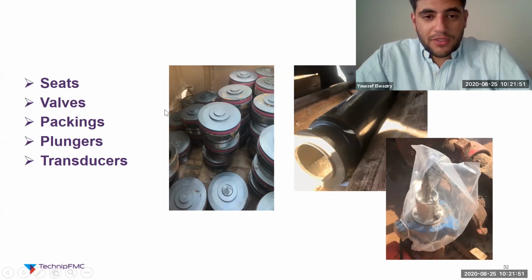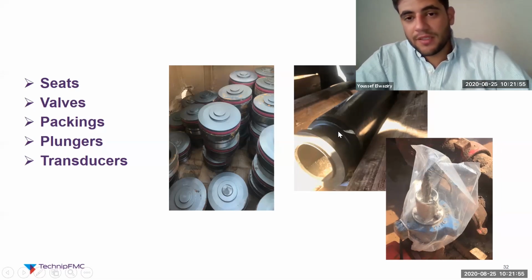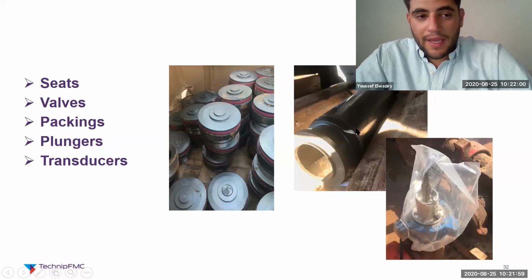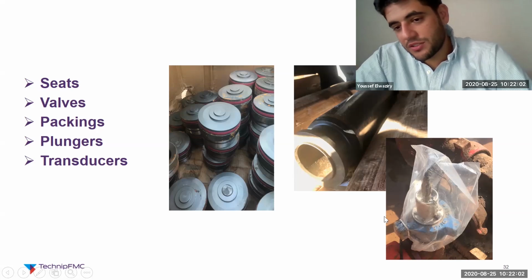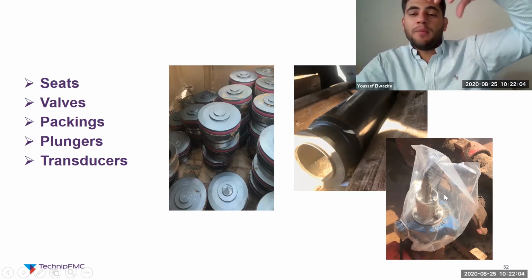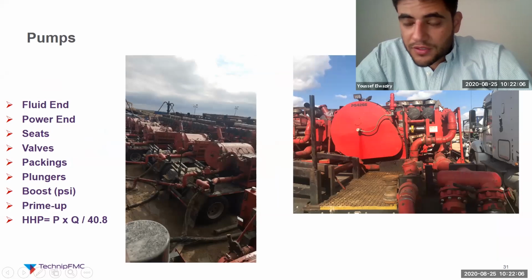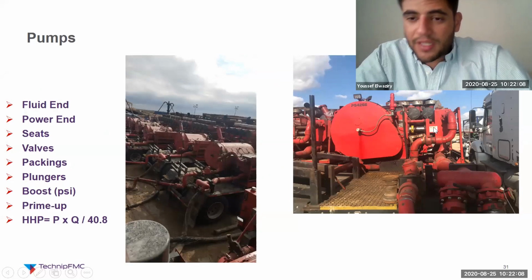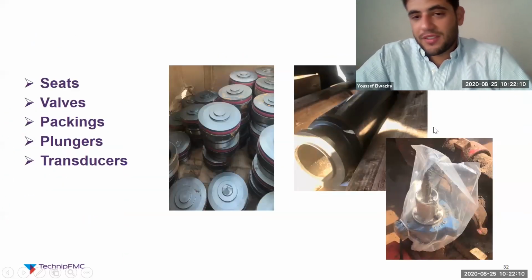These are examples of seats and valves that are in the fluid end. This is an example of a plunger, and this is an example of a transducer. The transducer is on top of the pump here. As you see here, it is on top of the fluid end, and it just measures the pressure that we have.